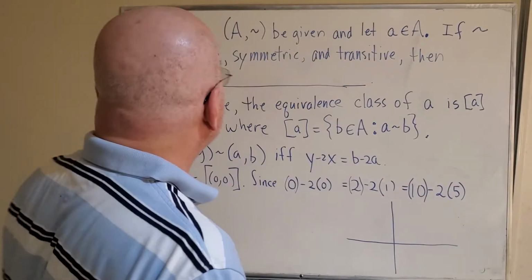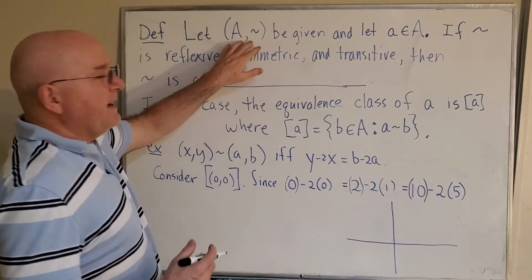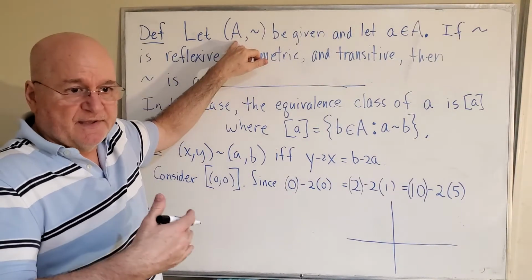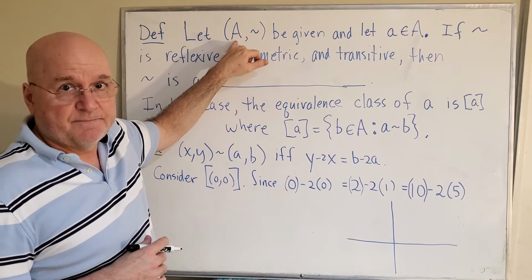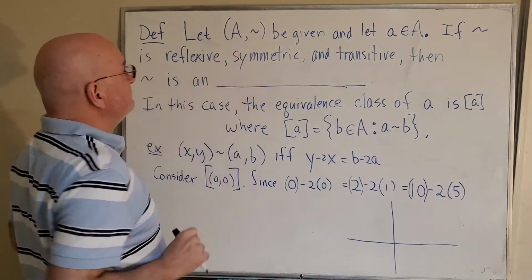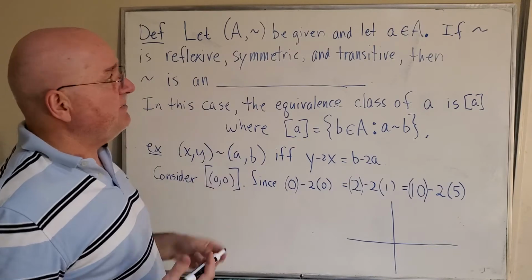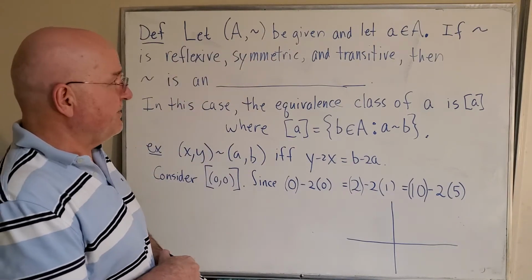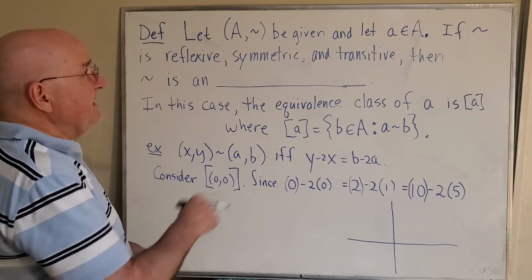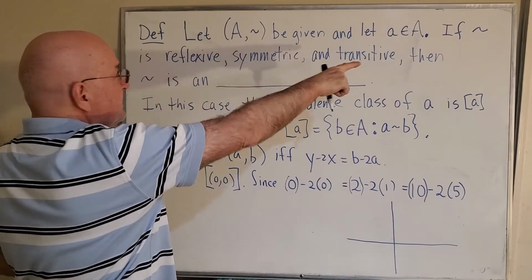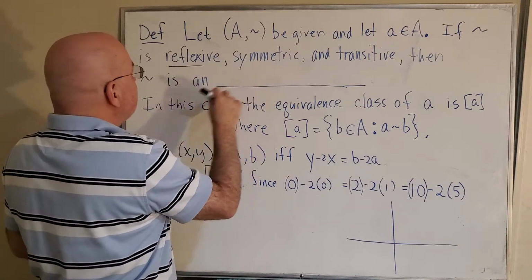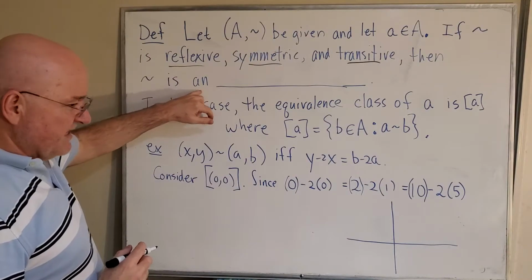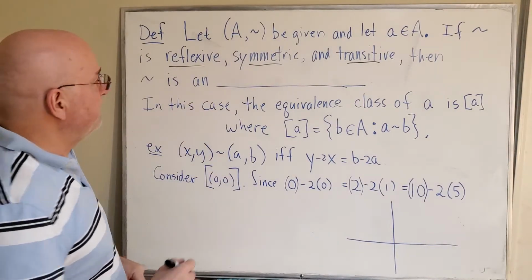The next definition. This is the way we write a relation where both elements of the ordered pair come from the set A. And this is the relation. Let it be given, and let little a be any arbitrary element from capital A. If that relation is reflexive, symmetric, and transitive, then this is an equivalence relation.